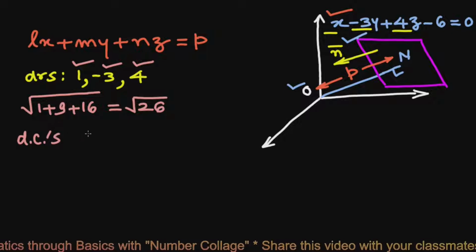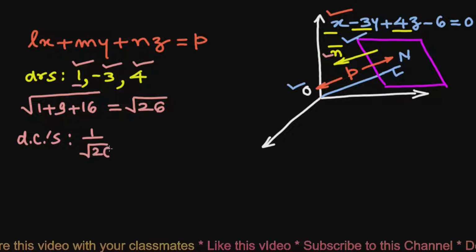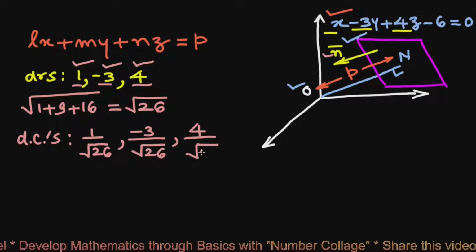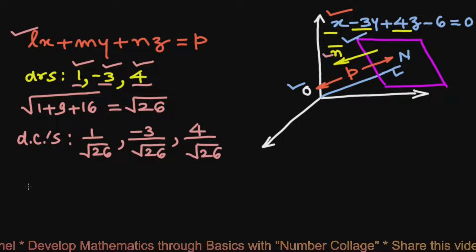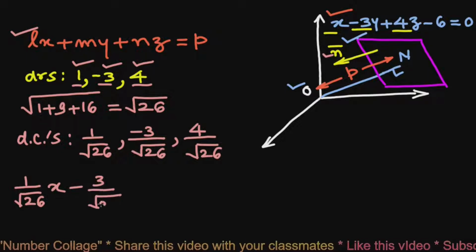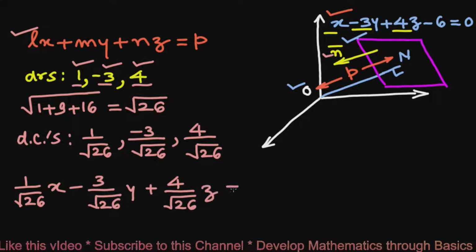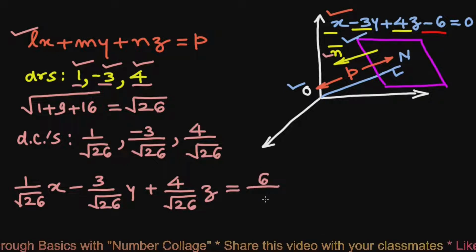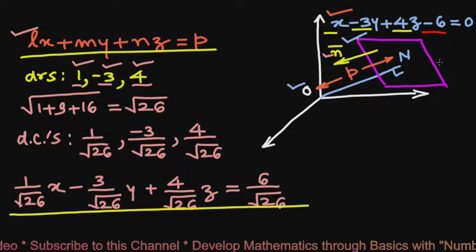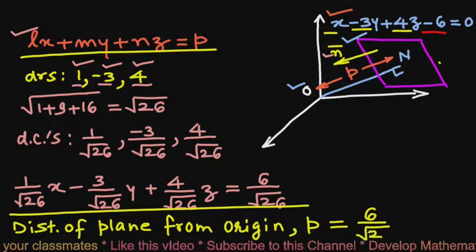So the DCs of the normal n bar will be 1 upon root 26, minus 3 upon root 26, 4 upon root 26. This normal equation can be written as 1 upon root 26 x minus 3 upon root 26 y plus 4 upon root 26 z equals 6 upon root 26. Comparing these two equations, the distance of this plane from origin, that is p, will be 6 upon root 26.